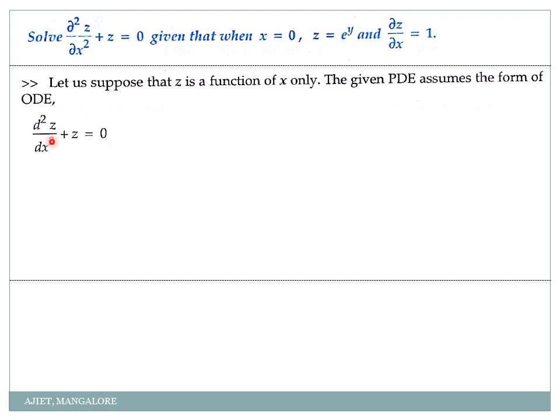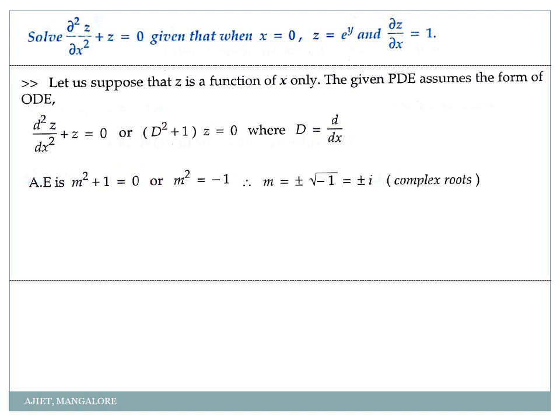Now how do you solve this differential equation? Writing d square by dx square as capital D square, this will become D square plus 1 into z is equal to 0, where D is nothing but d by dx. Then what is the auxiliary equation? m square plus 1 is equal to 0, so m square is equal to minus 1, or m is equal to plus or minus root of minus 1. What is root of minus 1? That is simply i. So plus or minus i.